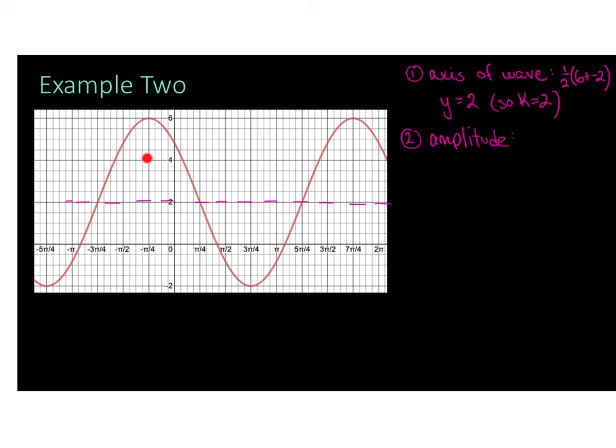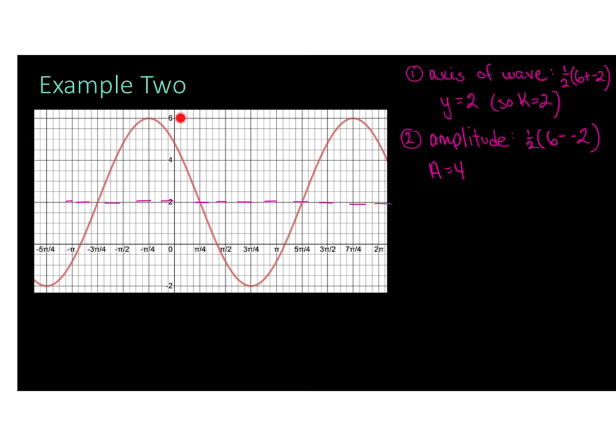Again, I can just count from the axis of wave up. That's 4 units, so the amplitude is 4. If I go down from the axis of wave to the minimum, that's still 4, or I could use the mini formula. Any way you slice it, the amplitude is 4. Next, we'll find the period.